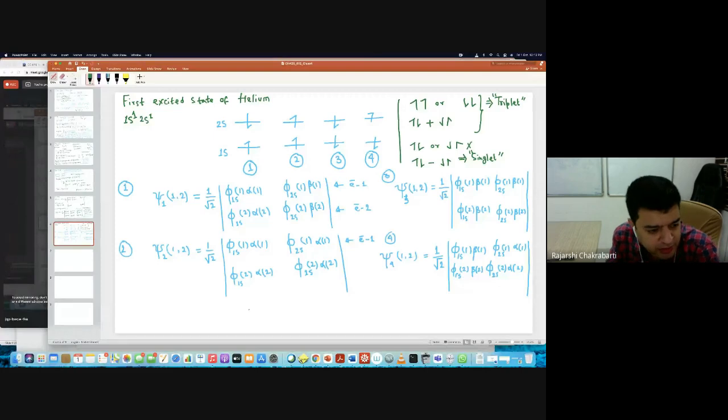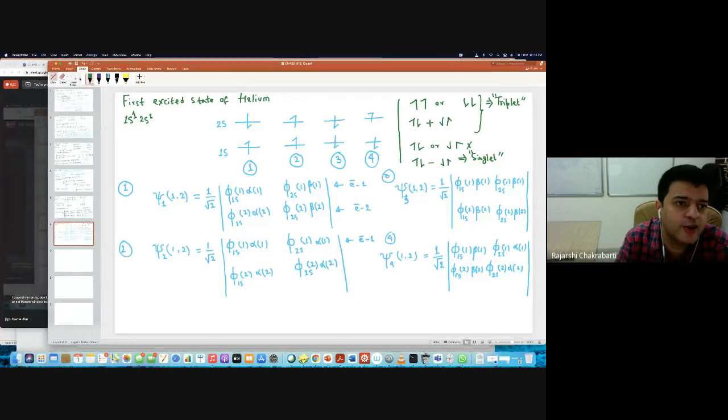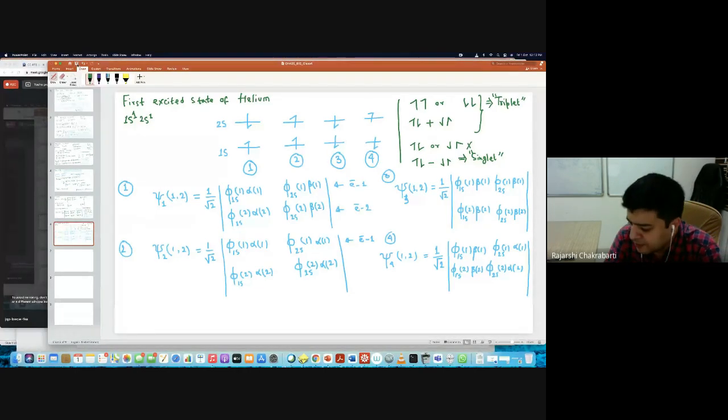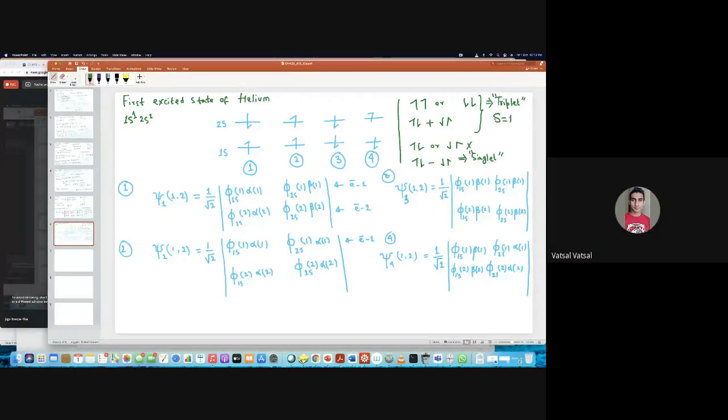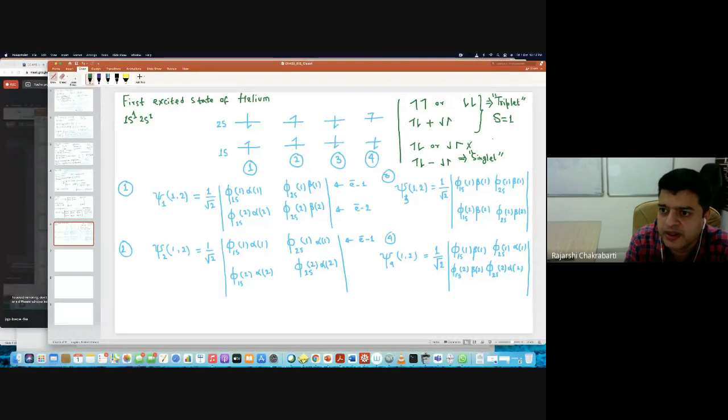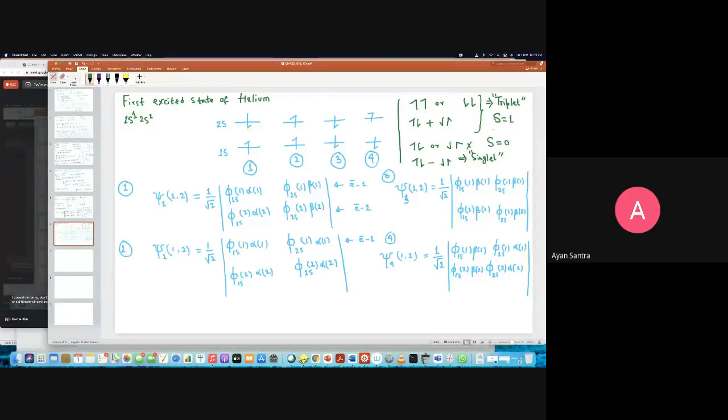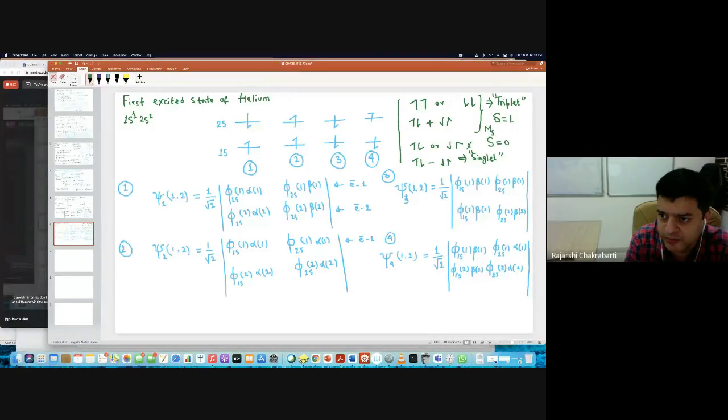Anish, you knew this, I hope. What about others? Singlet means what? What is the total spin angular momentum? For triplet, what is the value of S? Can anyone tell me? 1. This is not the operator, it's the total spin. Here it is 0. For singlet it is 0. And what is the MS value, or total MS?